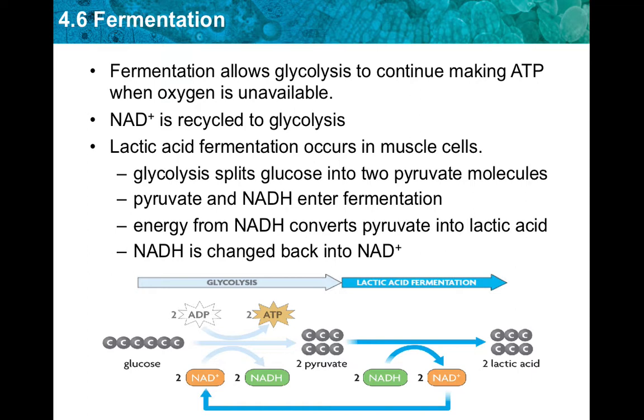Fermentation allows glycolysis to continue making ATP when oxygen is unavailable. NAD plus is recycled to glycolysis. Lactic acid fermentation occurs in muscle cells. Lactic acid is a product of fermentation in many types of cells. C3H6O3 is what causes your muscle to burn.